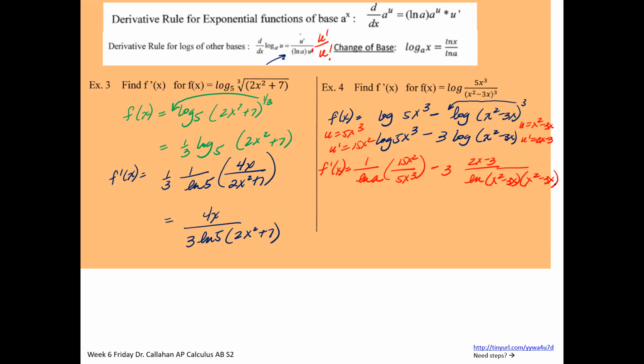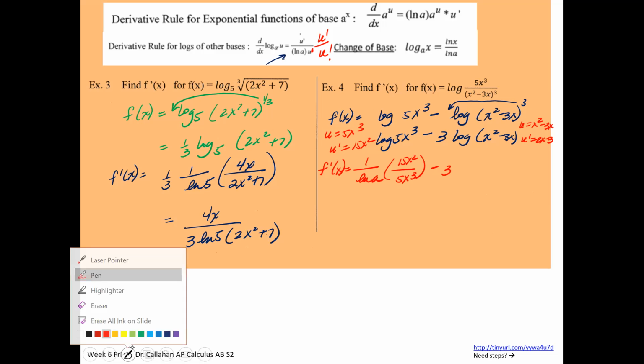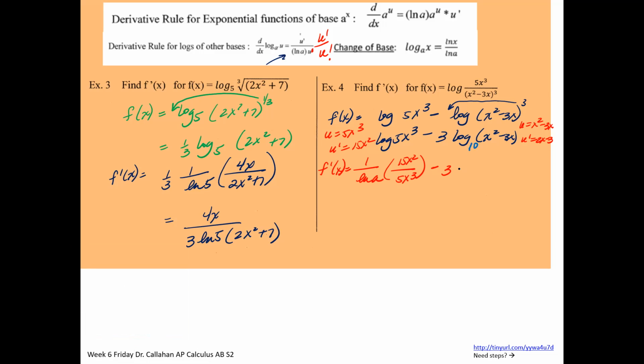So another way that you can write this is you can go ahead and do ln a. And if you look at this, your a in this case is actually just going to be 10. So I would do 1 over ln 10 times u prime over u. So u prime is 2x minus 3 over u, x squared minus 3x. And this is what you have. And then looking at this here, we can go ahead and multiply this through.